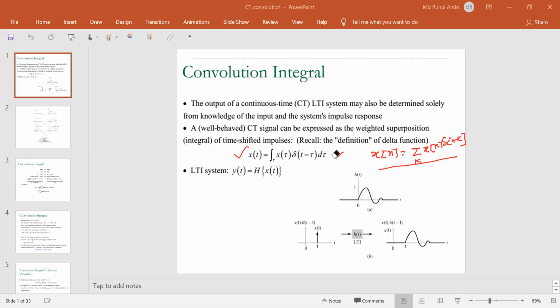So your logic is what? That means we are expressing our continuous signal into a huge number of signals using the impulse function, and those individual signals will give you the output. All those outputs can be summed together to find the total output of your system.